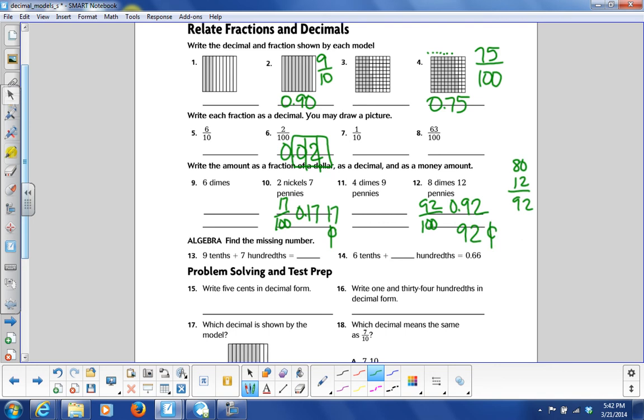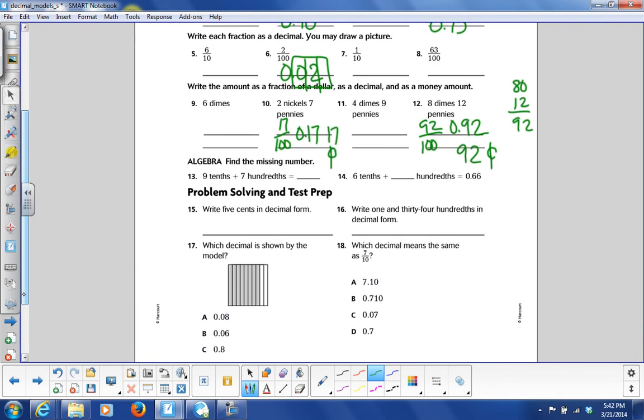Okay, finding the missing numbers. We got 6/10 plus blank hundredths is 66. Okay, so let's take a look here. I've got 6/10, which they told me about already here. And then I've got 60 hundredths. Okay, I'll leave number 13 for you guys to answer because that's pretty easy.